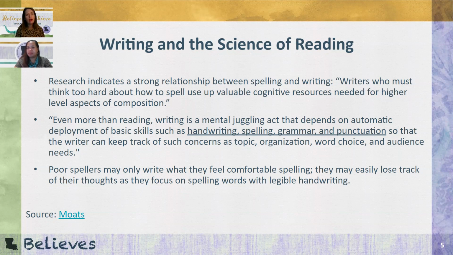Because we want our students to be able to keep track of such concerns as topic, organization, word choice, and the audience's needs. Now, poor spellers, even at second and third grade, may only write what they feel comfortable spelling. And if you're a second or third grade teacher, you may have noticed that in their writing. They may steer clear of really sharing what they know and the complexity of what they know in their writing because they can't spell it. And that's a really sad thing, right? If they're not able to communicate these basic ideas. And they may easily lose track of their thoughts as they focus on spelling those words with legible handwriting.